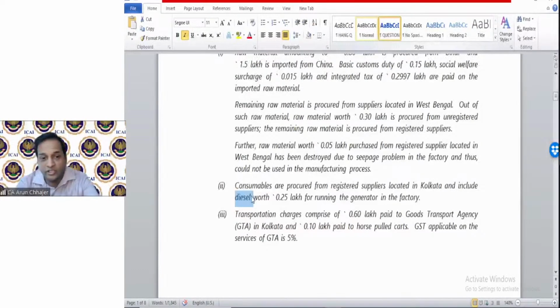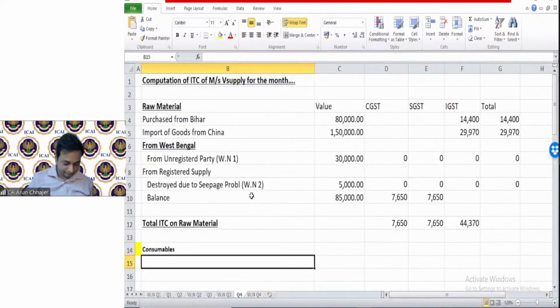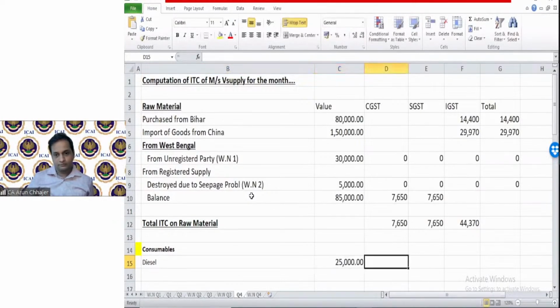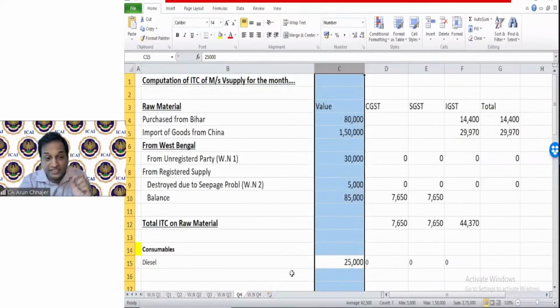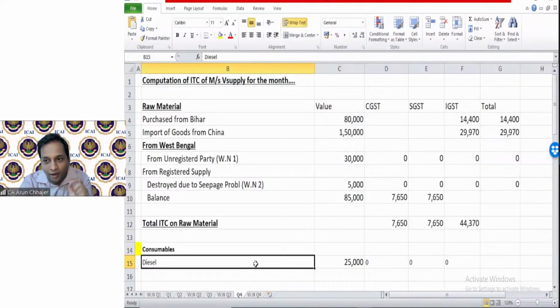Will there be any GST on the diesel? Answer would be no. Why no? We know that 5 specified petroleum products are out of GST.